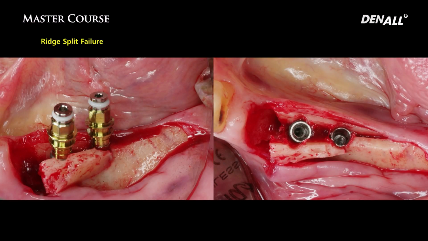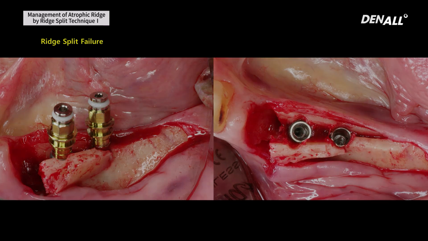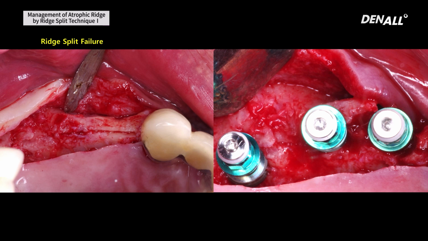If the split is not done properly, or if it is the wrong indication, these kinds of problems can occur. In this case, the cortical bone was too thick. It did not split but fractured. Second, this, on the other hand, is a completely different situation. I did split in the upper. The cortical bone was too thin and tearing can occur. It did not split, but tearing occurred.